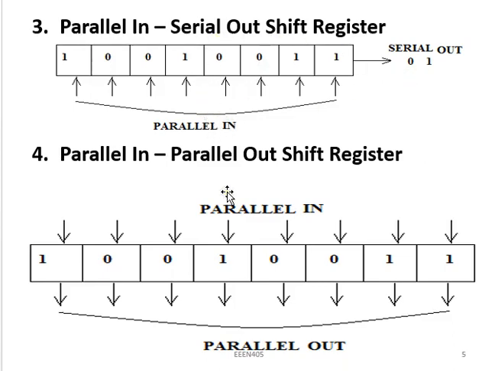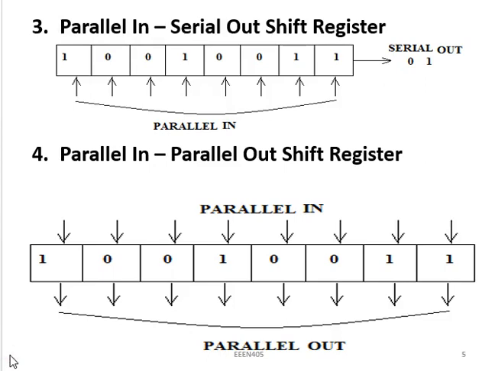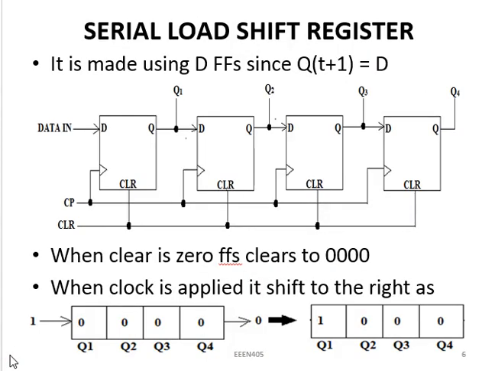And the last one, which is number 4, is parallel in, parallel out, and it is illustrated here. You can see that all the 8 bits are going into the register at the same time, and all 8 outputs are taken at the same time. Therefore, they are going in parallel, and they are coming out in parallel. That is why it is called parallel in, parallel out.